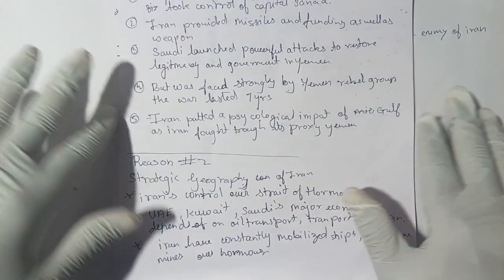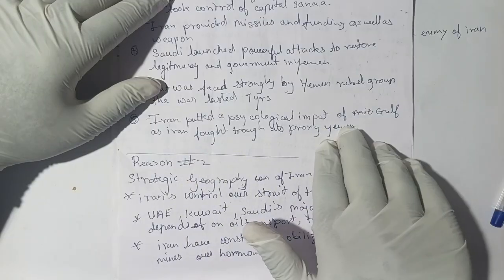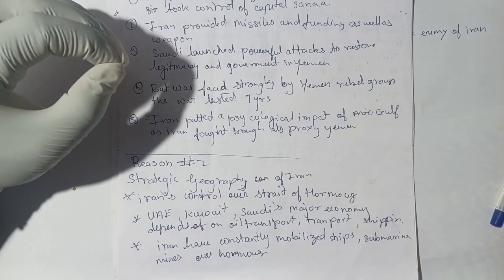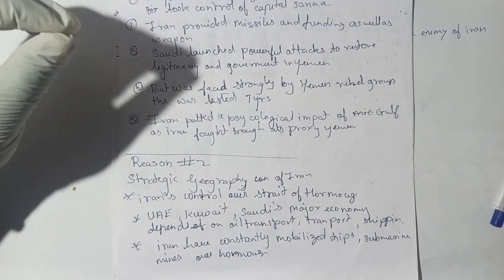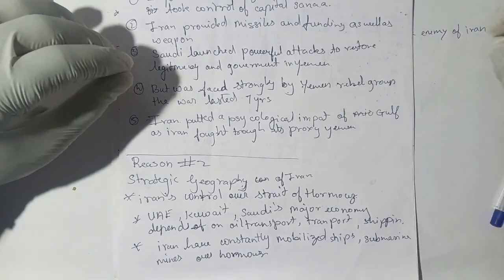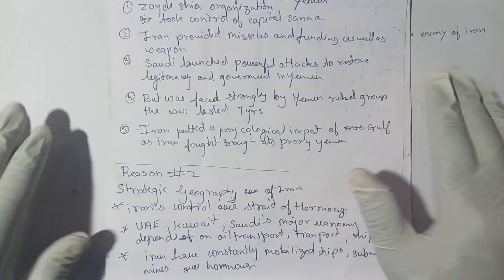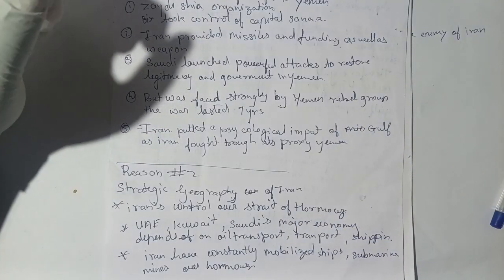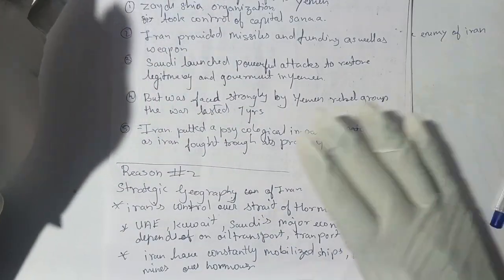Next, Iran put its psychological impact on the Gulf as Iran fought through proxy in Yemen, and this was one of the best historical milestones where one country fought through a proxy and it lasted around 7 years. A Yemen rebel group got into war and it lasted for 7 years. Isn't it fascinating?